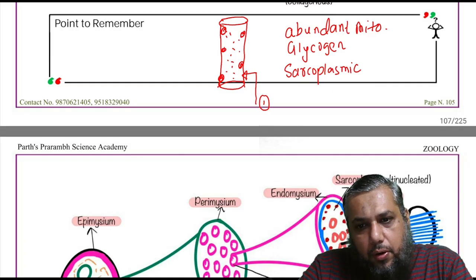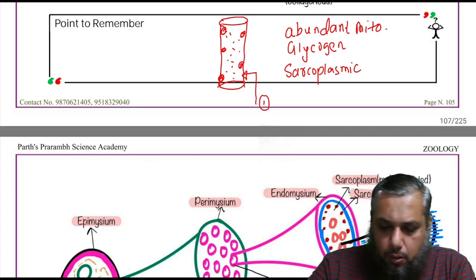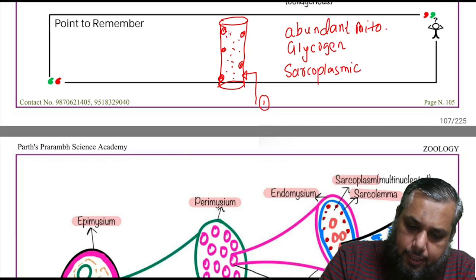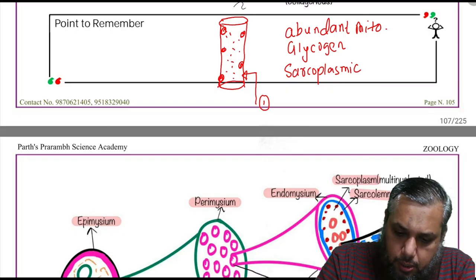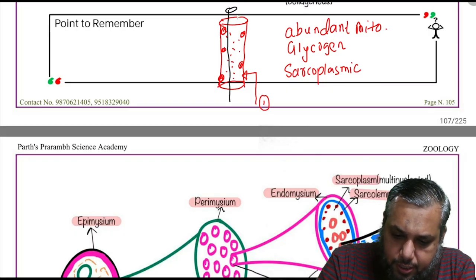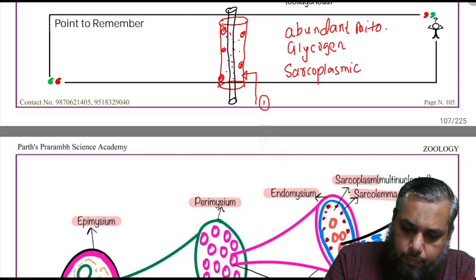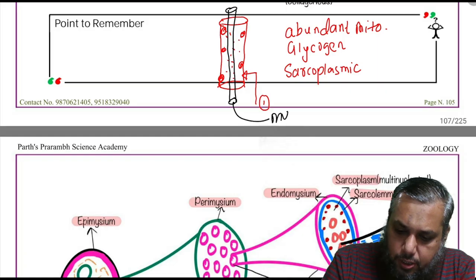So there is abundant mitochondria and glycogen, which will provide the fuel for muscular movements. Calcium stored in the sarcoplasmic reticulum, as we'll see further, will help in muscular contraction. Inside the muscle fiber, there are proteinaceous thread-like structures. These proteinaceous thread-like structures are called the myofibril.